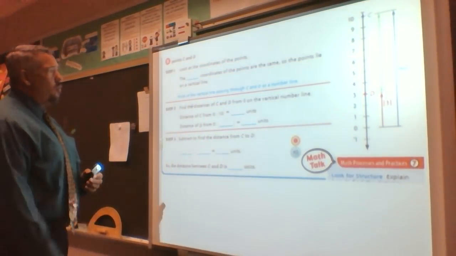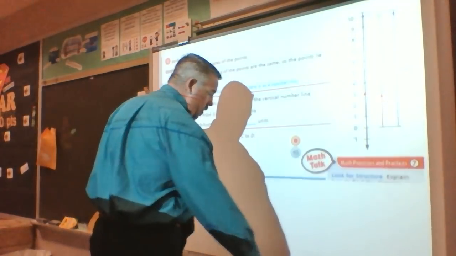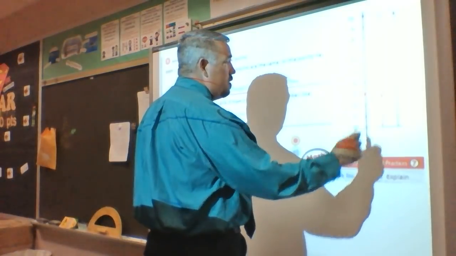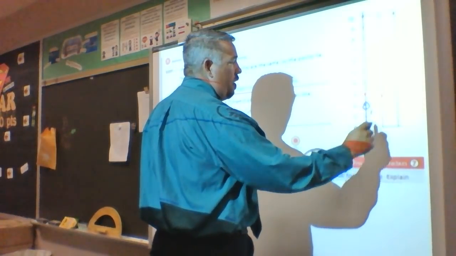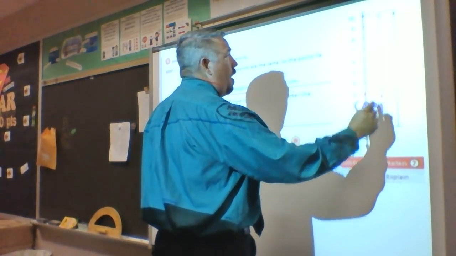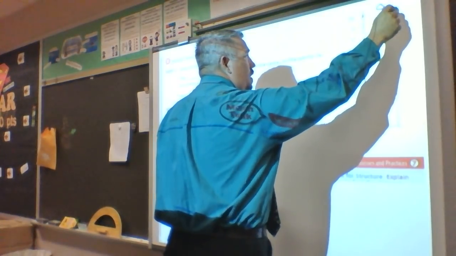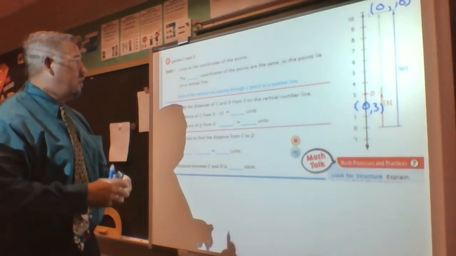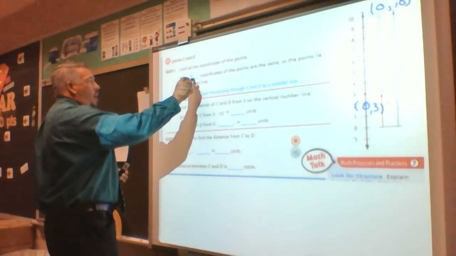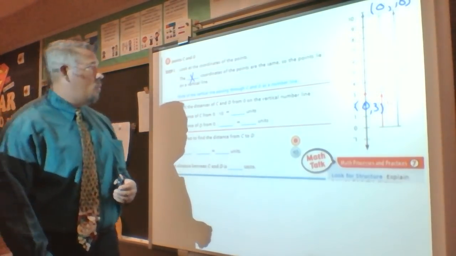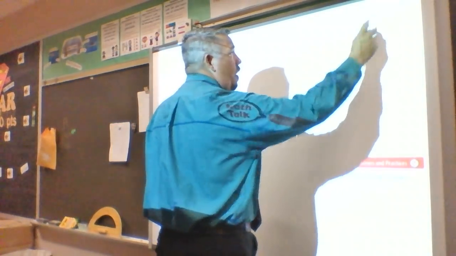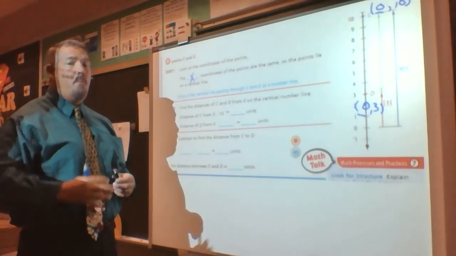It says the blank coordinates of the points are the same. So when I look at it, it would have a 0, 3, and I would have a 0, 10, because I'm staying on the y-axis. So my x coordinates of the points are the same. I'm not going anywhere. I'm just going to jump up on both of them.